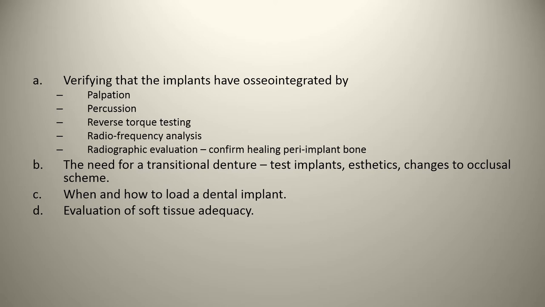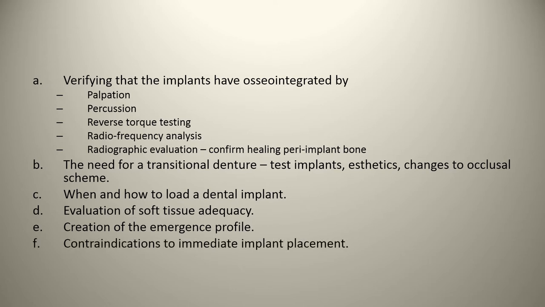There also has to be thought put forward about creation of an emergence profile. Patients are coming to you to basically get something which is going to be biomimetic or aesthetic. So you can't just have an implant and then like a large space and then boom, a crown. You want to have a nice emergence profile for this crown to make it look like it's coming out of the tissue like a natural tooth. And then finally, there has to be consideration of the contraindications to immediate implant placement, which we will cover in the immediate implant placement lecture.